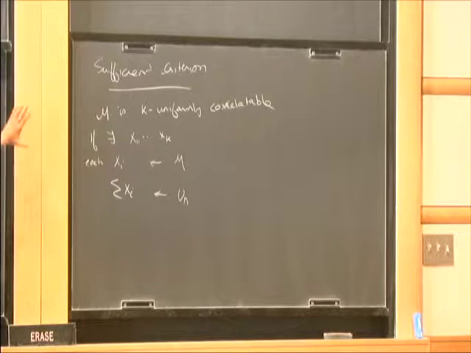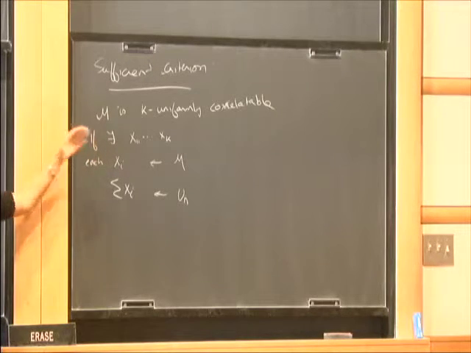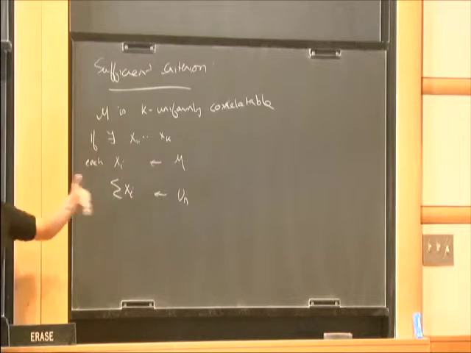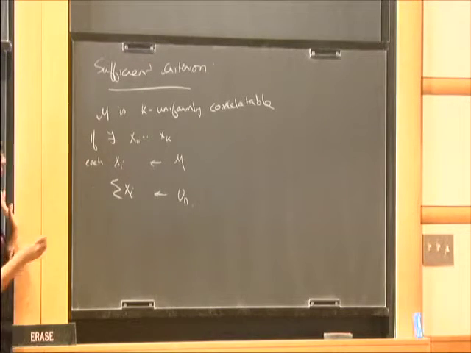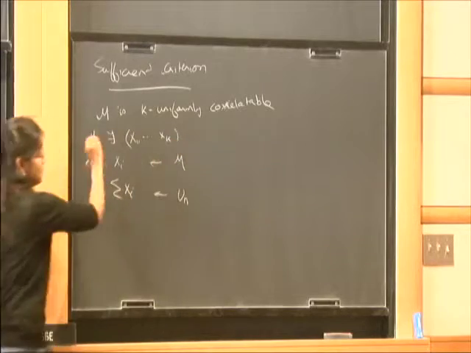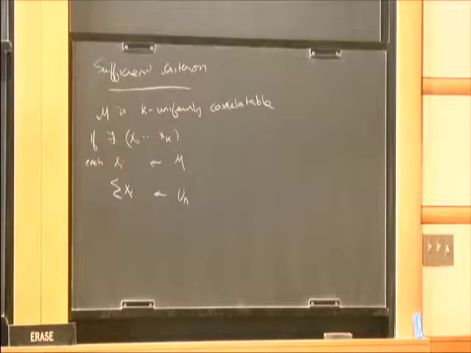So I start with an arbitrary distribution mu. I call it k-uniformly correlatable, which means I can take k samples and correlate them to the uniform distribution. That's what I mean: there exists a joint distribution of k random variables, each one individually distributed according to mu, and the sum is uniform. If such a joint distribution exists, then I say mu is k-uniformly correlatable.